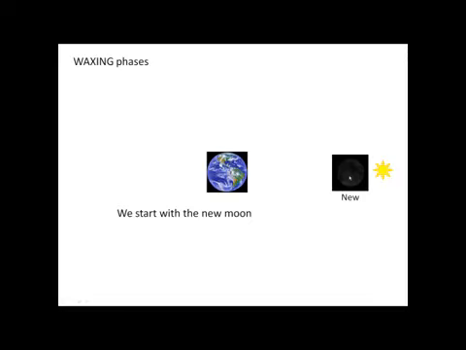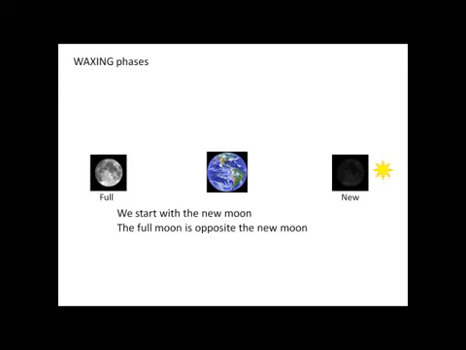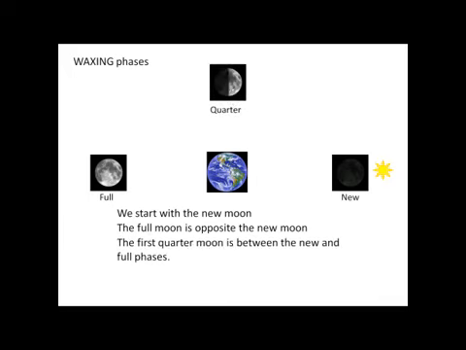So, waxing phases: we're going to start with the new moon, where our observer here is looking at the unilluminated portion of the object. The next thing we do is look at the full moon, where the observer is in between the sun and the object, so we see the entire surface of the moon illuminated. The first quarter shows us that right half of the moon illuminated. That makes sense because we're observing the sunlight illuminating just the right-hand side.